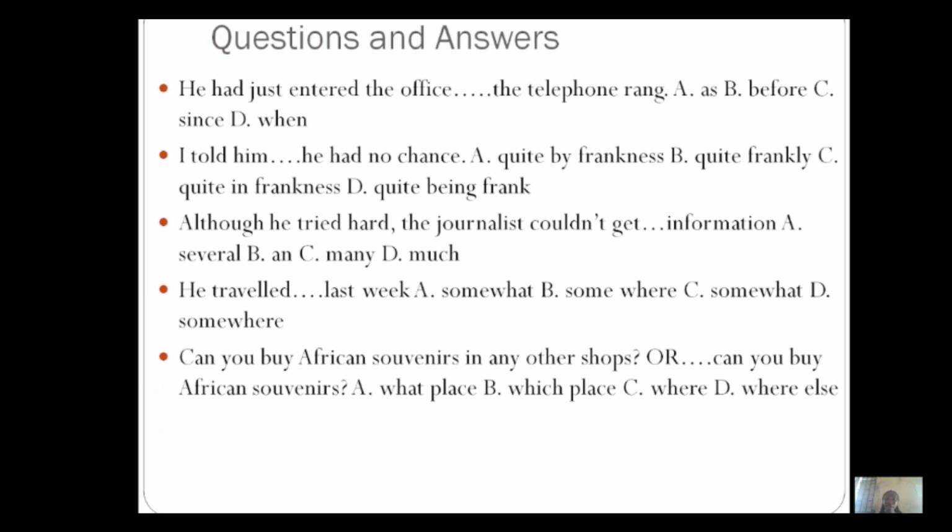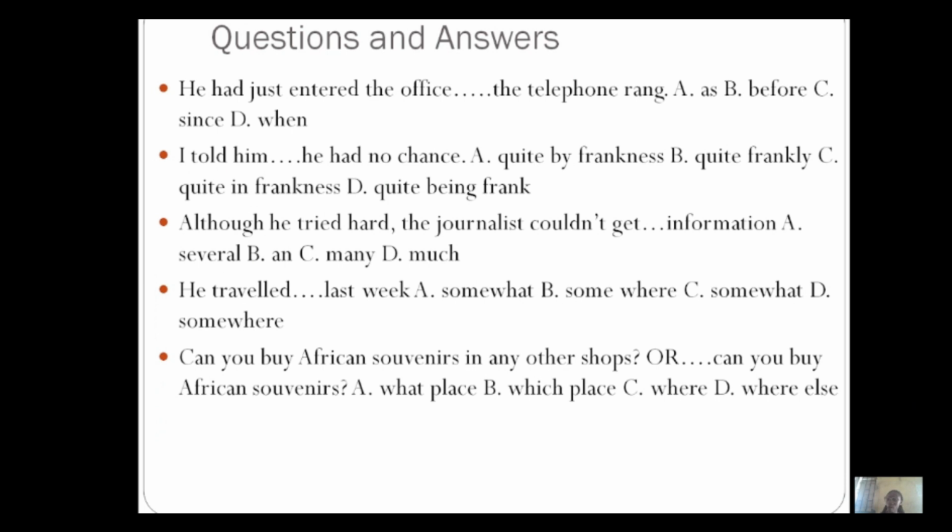Can you buy African souvenirs in any other shops? Or dash, can you buy African souvenirs? Now in this question, it's more like rephrasing the question. Can you buy African souvenirs in any other shops? So we're trying to rephrase this question using our knowledge of adverbs. Or dash, can you buy African souvenirs?